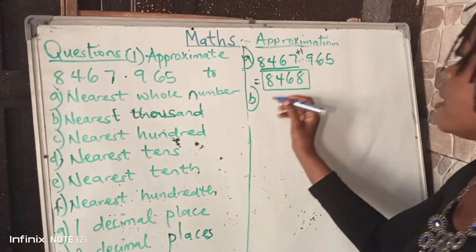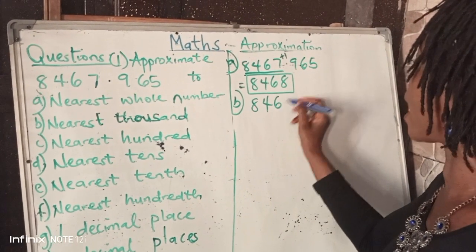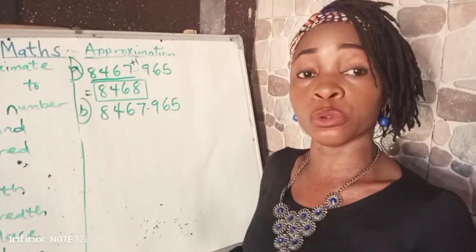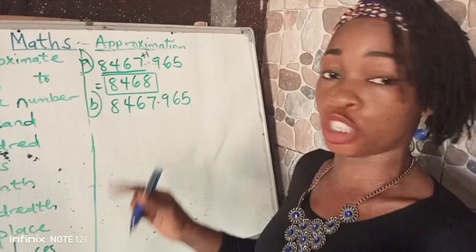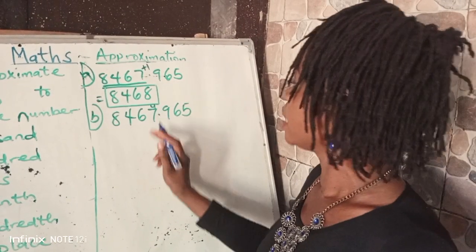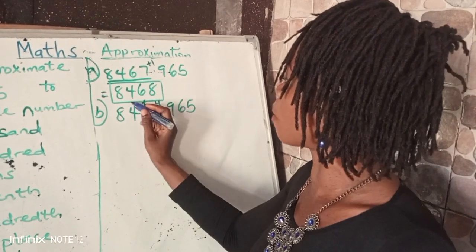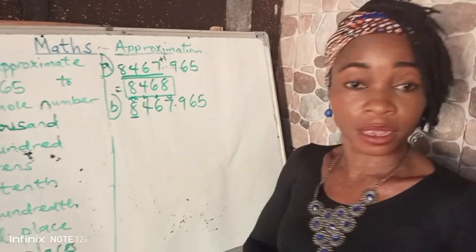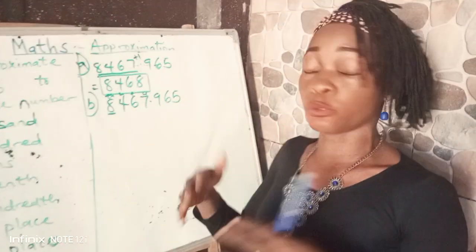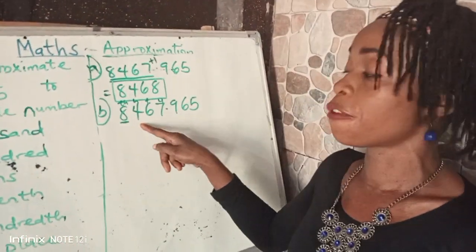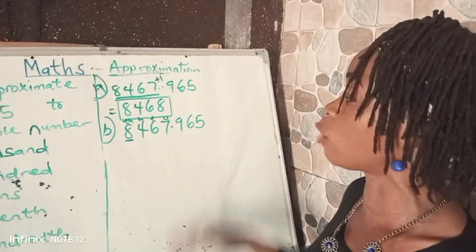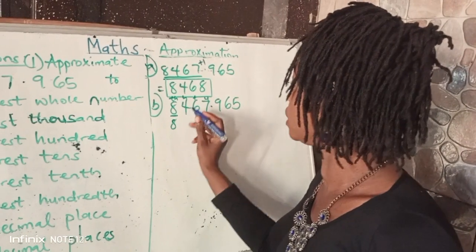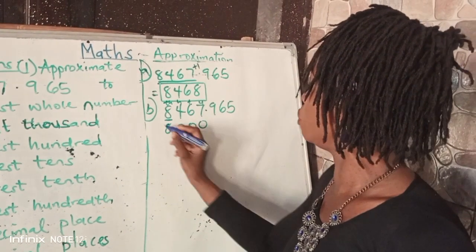Question B. Nearest thousand. Our first step is to identify which number is our thousand. From the knowledge of place value, which I taught you in depth, how to label each number, we realize that 7 is our unit, 6 tens, 4 is our 100, and 8 is our 1,000. Now underline 8, which is the 1,000. Check the next number after 8. Is it up to 5 or less than 5? It is less than 5. It means we will round every other number down to 0. There will not be plus 1. So we will have 8,000.